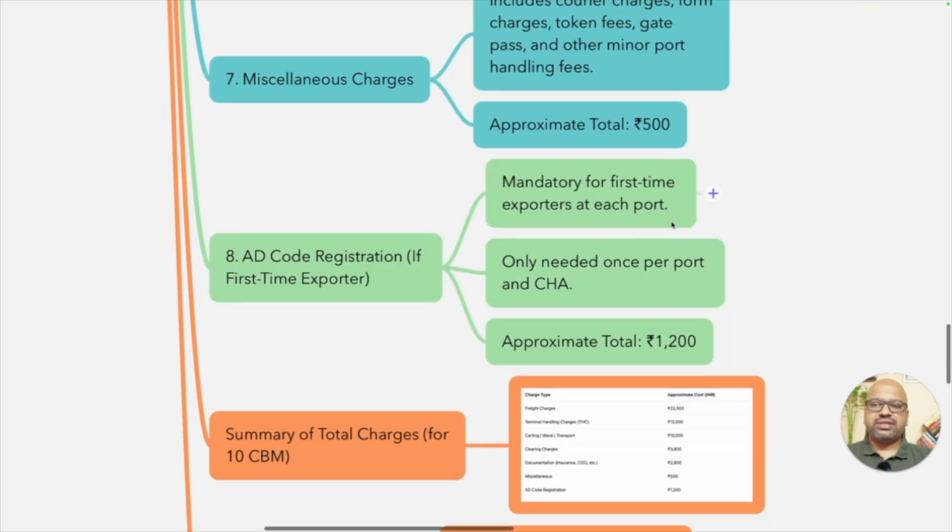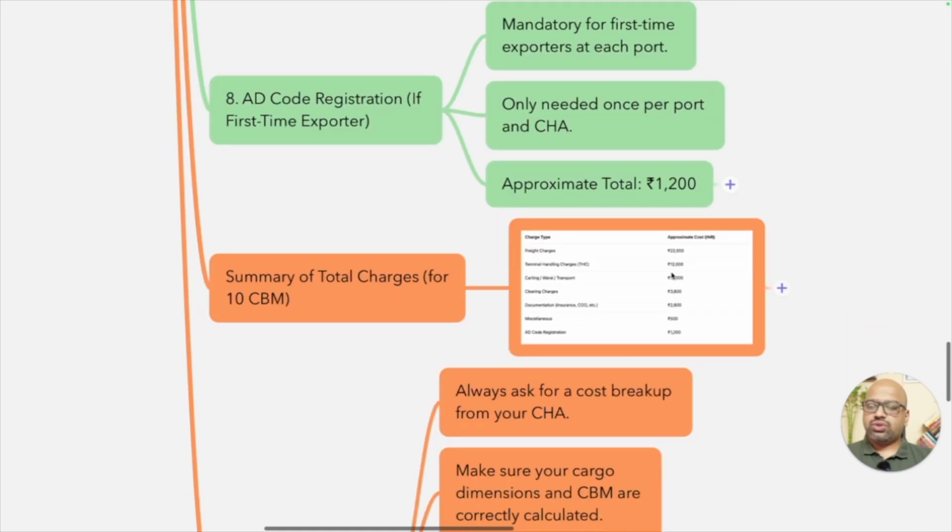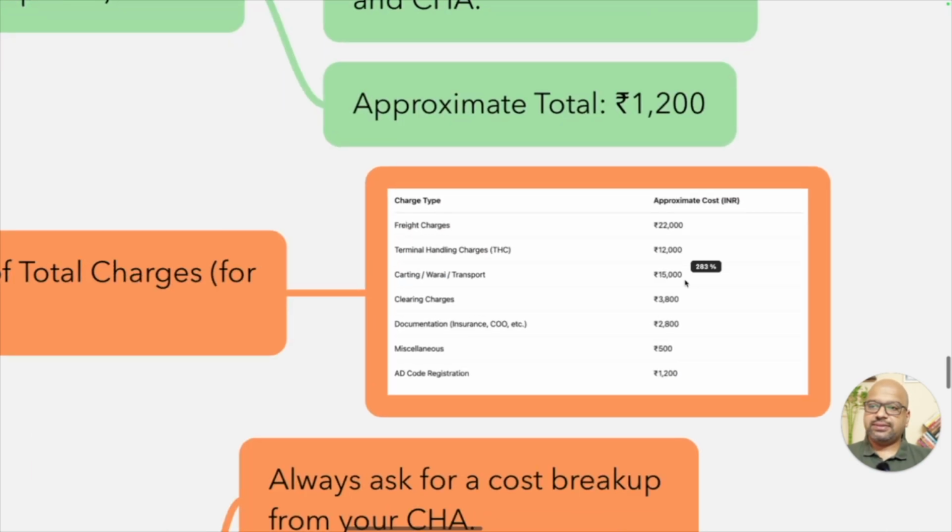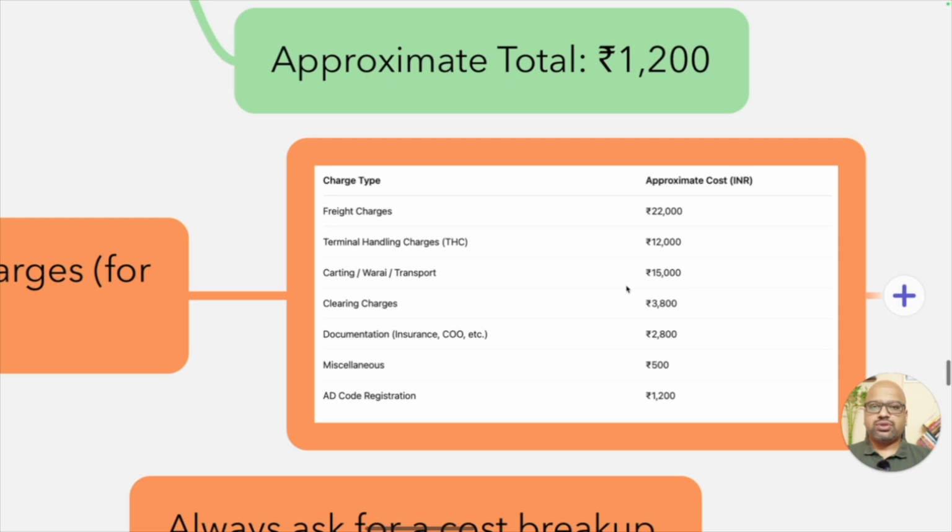Then AD code registration. This is not an every-time deal. If you are not registered at that port, you can get this registration done and then get your exporting happening. When it comes to the summary of the whole quotation, you mention what CBM you're looking for, then he'll send you the freight rate from Mumbai to Singapore. This is the freight charge, the terminal charges are this, the charges for pickup from one location to another are here, the clearance charges are here, and the document clearance is here.